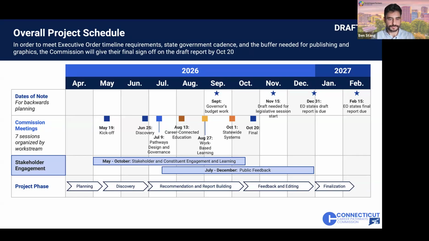report itself. Our goal is to have the report finalized by October 20th, share it as a commission before it goes out into the world. And then the end of the year is really getting ready for legislative session, getting ready for budget recommendations, all those sorts of things. Any question on the timeline?